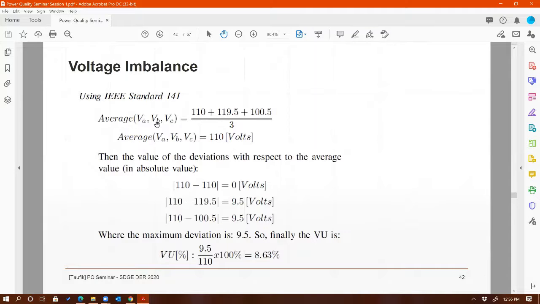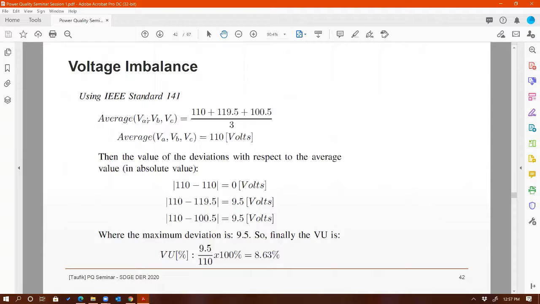So this first method, IEEE standard 141, the way you calculate the percent imbalance would be the average of the three right there, and then the maximum deviation divided by the average. So I'm finding the average first. I believe this is the second method, sorry, not the first one. This is the second method that I mentioned earlier.